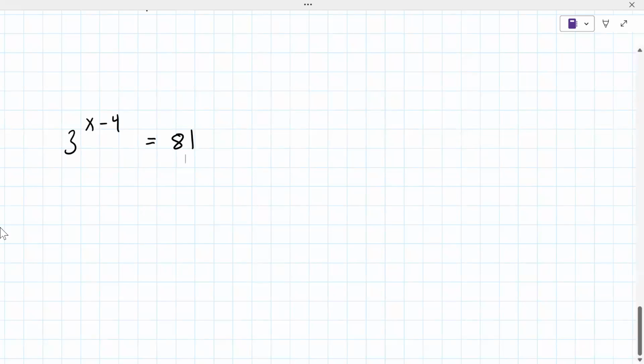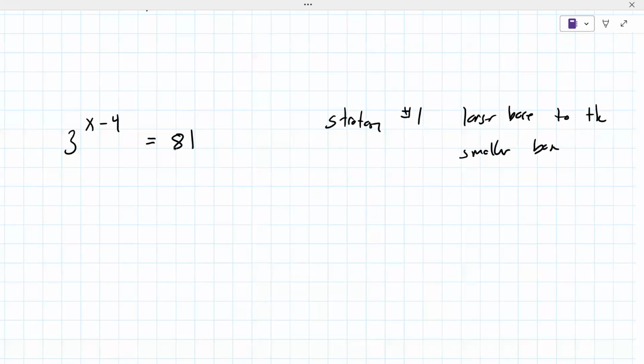Okay. So in this problem, do you see that the bases are not the same? Yeah. So strategy number one is to go from the larger base to the smaller base. So the idea is, can you make 81 into 3 to some power? 3 to some power. Okay. Any idea on that?